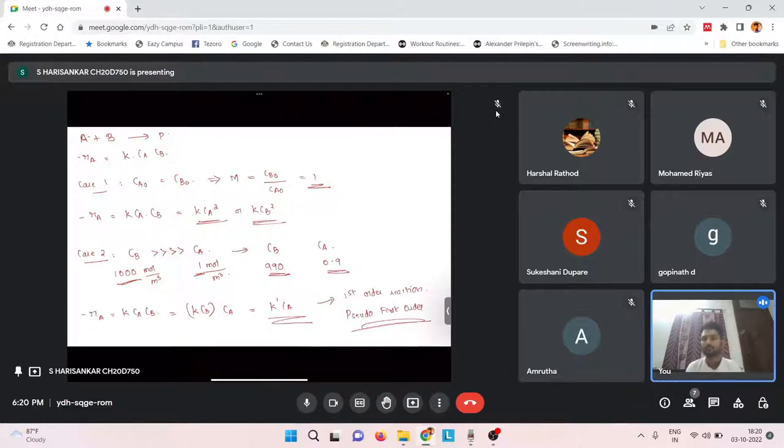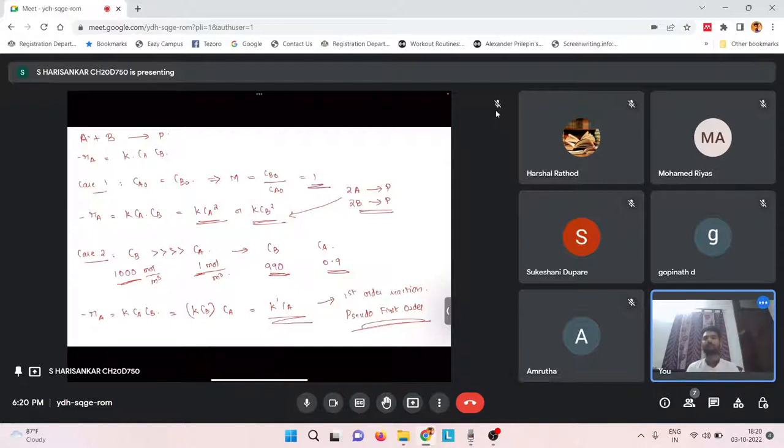So these are the two cases I wanted to mention with regards to a second order reaction A plus B giving products. In case 1, when the reactants are equimolar in concentration, you can approximate it as a 2A gives product or 2B gives product kind of reaction, and the reaction rate will become K CA square or K CB square.